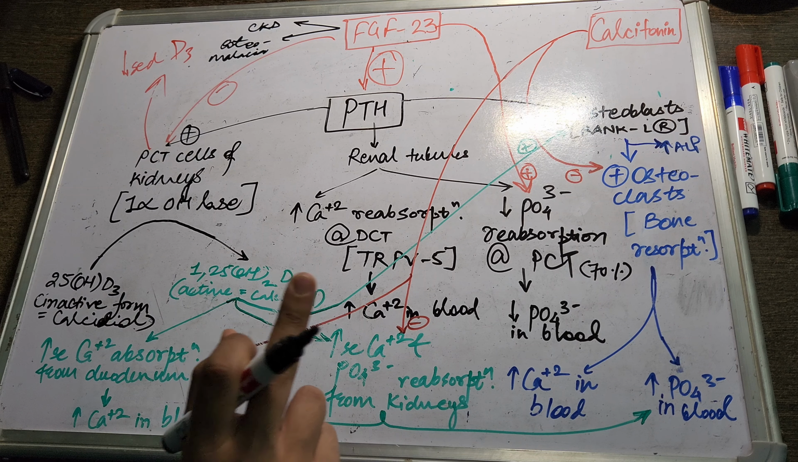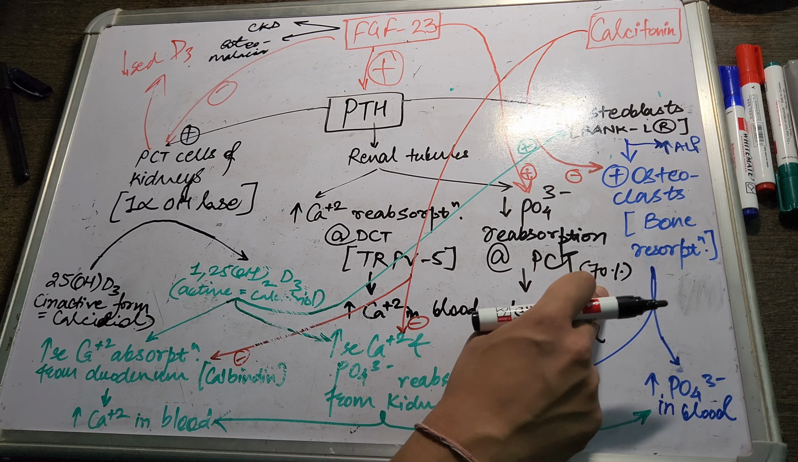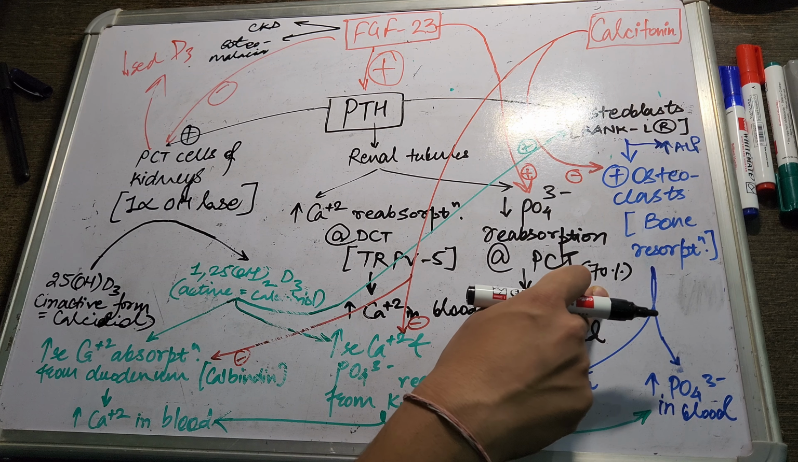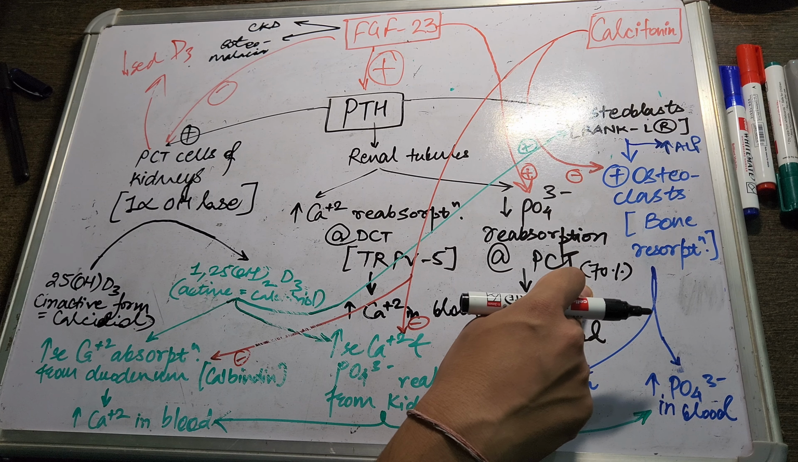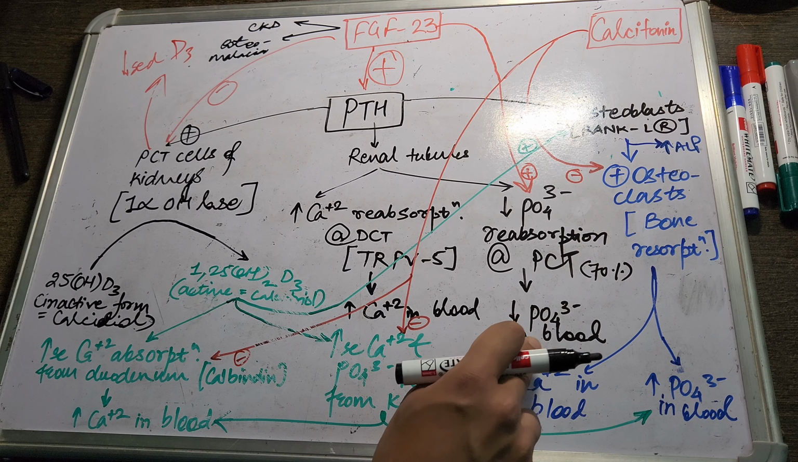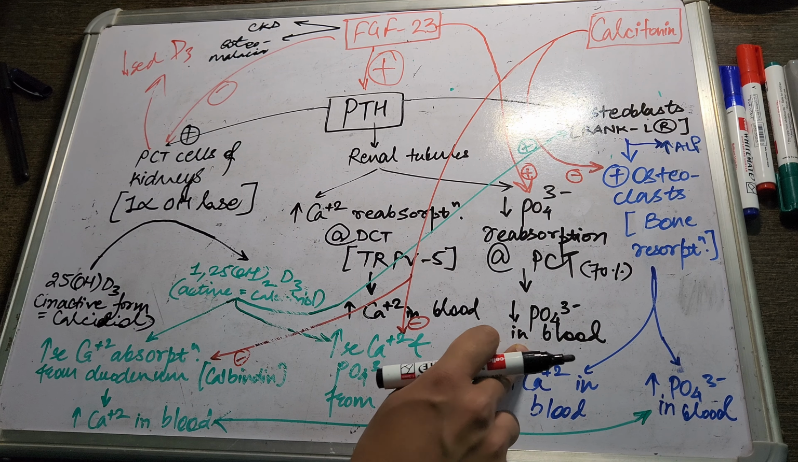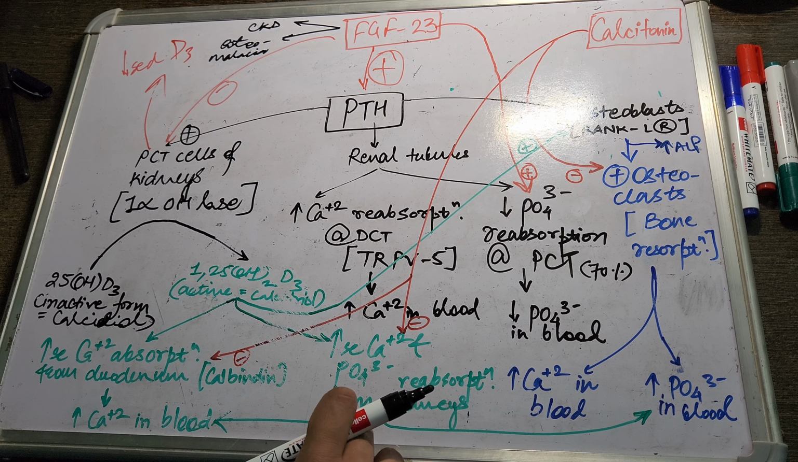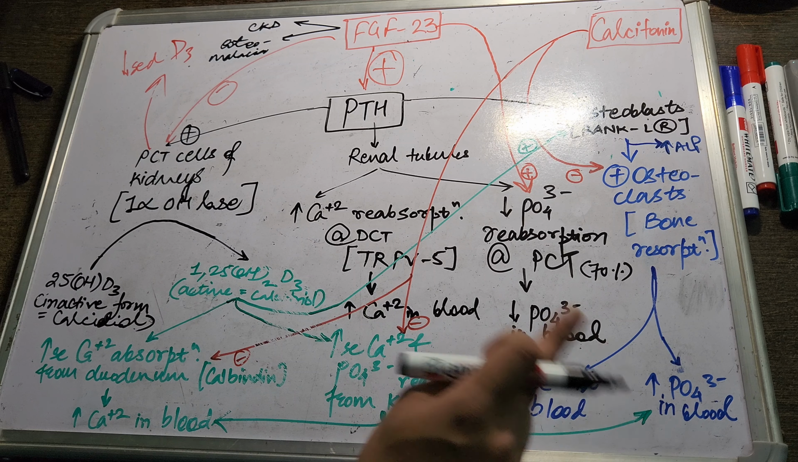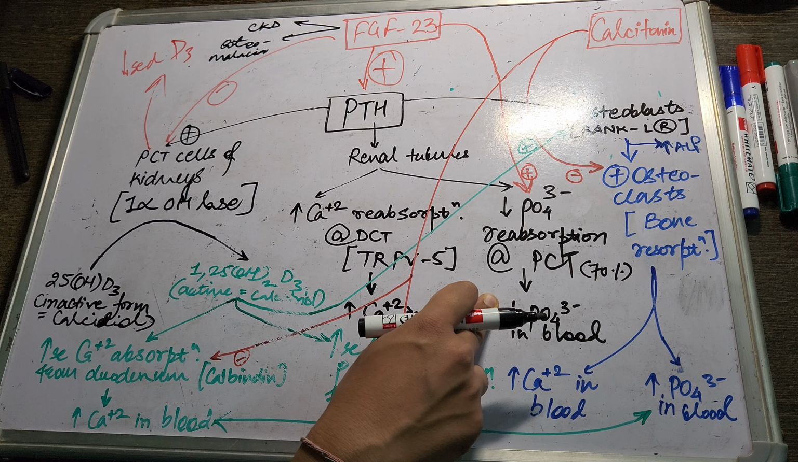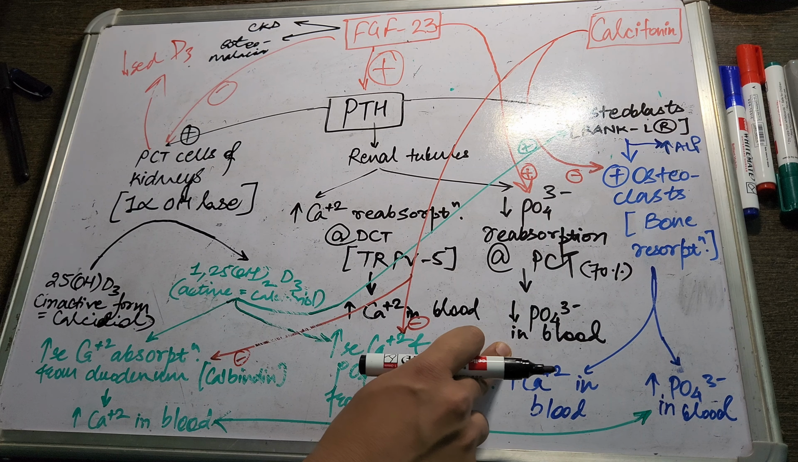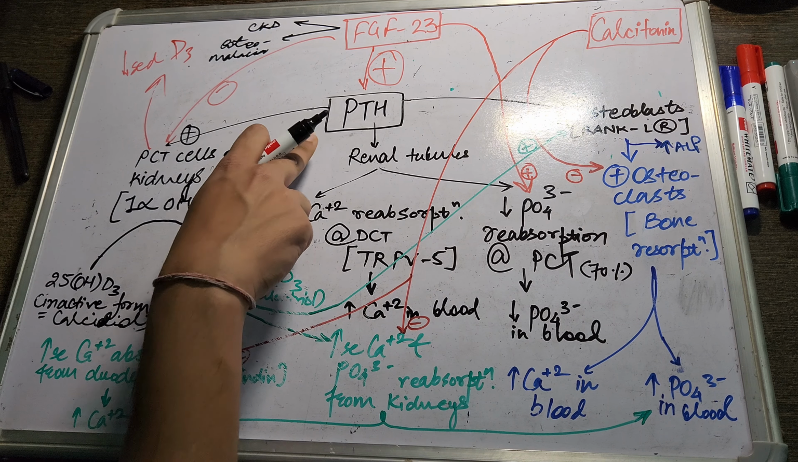But coming to the phosphate, since PCT is responsible for 70% of the phosphate reabsorption, if something is directly inhibiting the phosphate reabsorption at PCT, phosphate will get lost in urine. So even though there is increase in the phosphate from the other mechanisms by the PTH, since 70% of its reabsorption is getting inhibited, phosphate concentration will decrease in the blood.